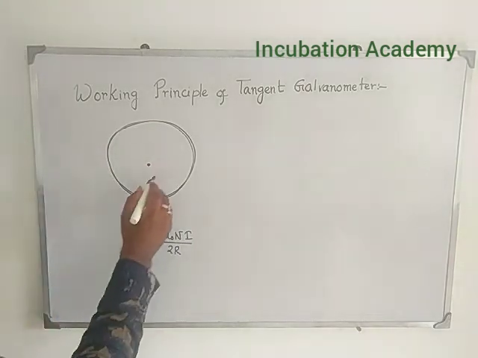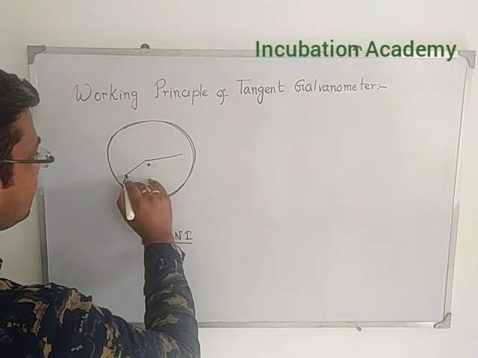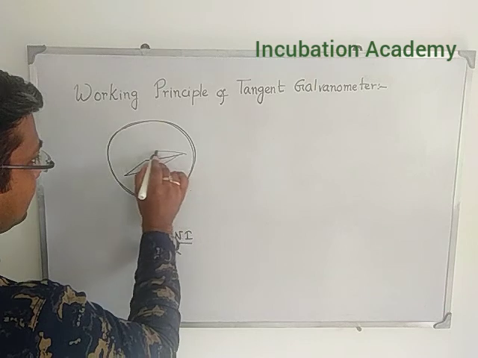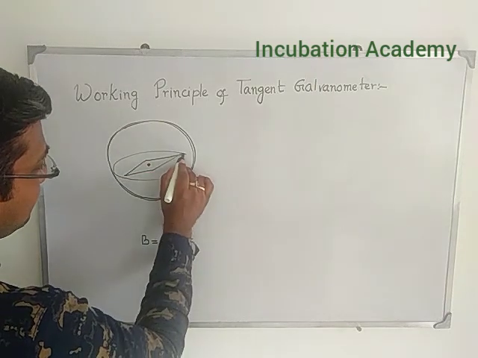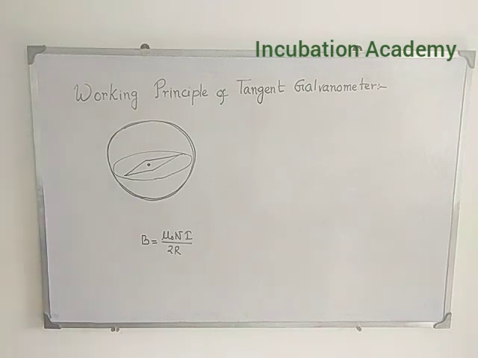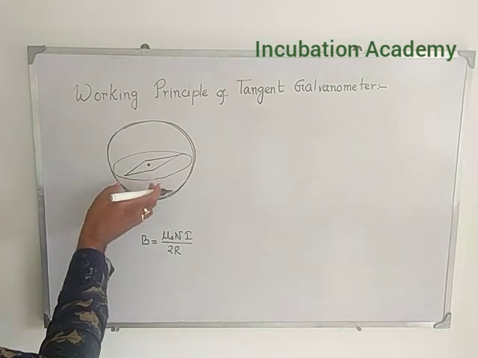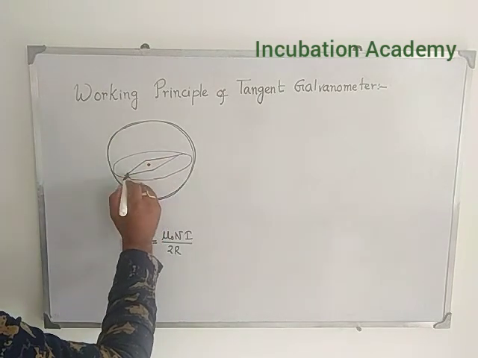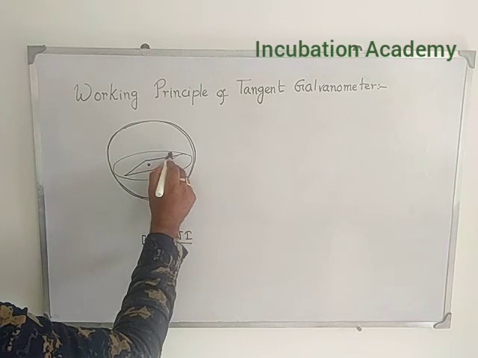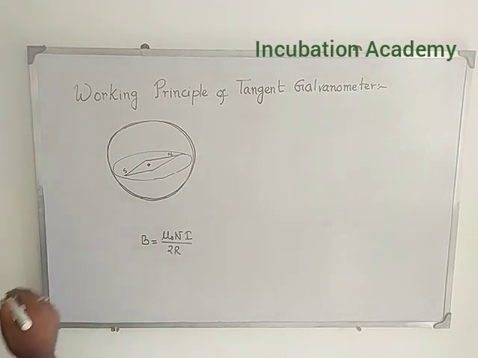Now in that particular position a magnetic needle is placed. The plane of the magnetic needle is perpendicular to that of the coil. If the circular coil is vertical, then the magnetic needle is placed horizontal. So if you say this is the north and this is the south, then what will happen?